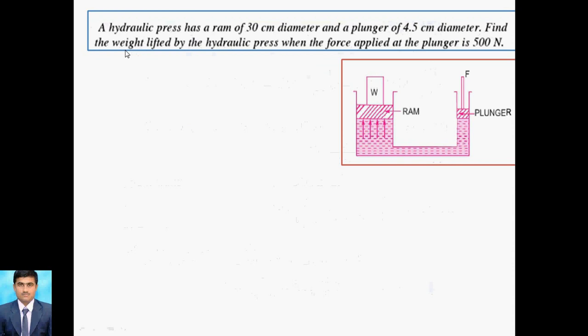Now we move to the hydraulic press. Here Pascal's law is implemented. Whenever you press the plunger, pressure will be generated at that point. This pressure reacts in such a manner that the maximum weight, or we can say the ram, will be lifted. So here the hydraulic press has a 30 centimeter diameter ram and the plunger has a 4.5 centimeter diameter. Find the weight lifted by the hydraulic press, that is, how much weight is lifted when the force applied is 500 Newton.